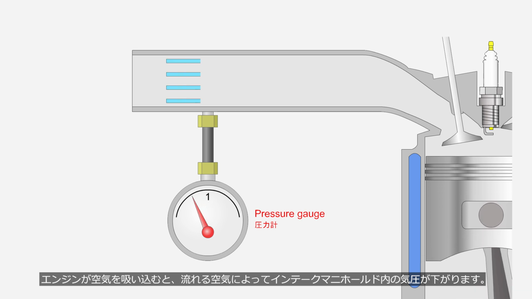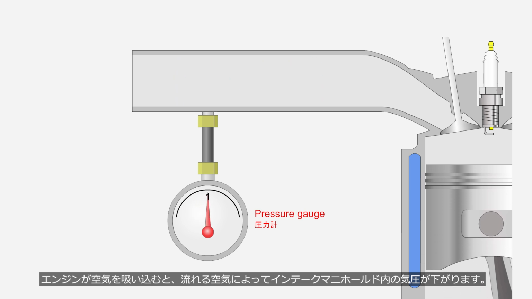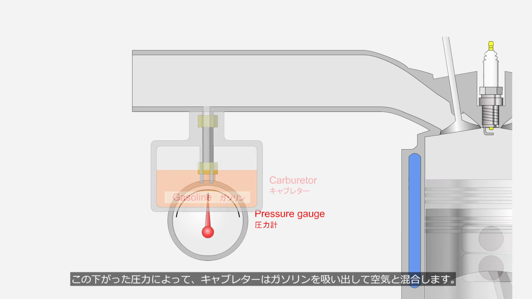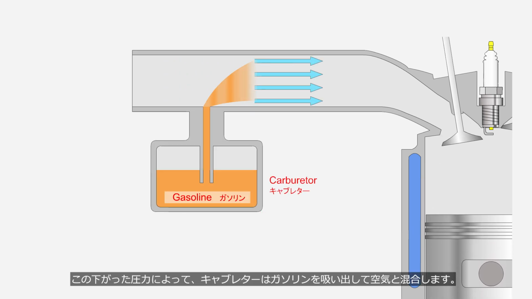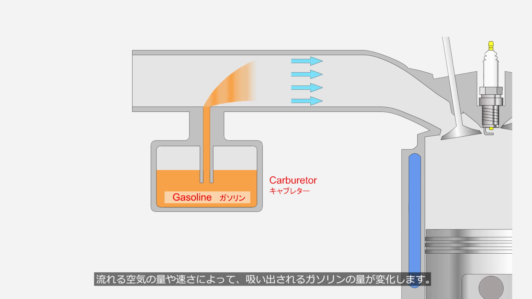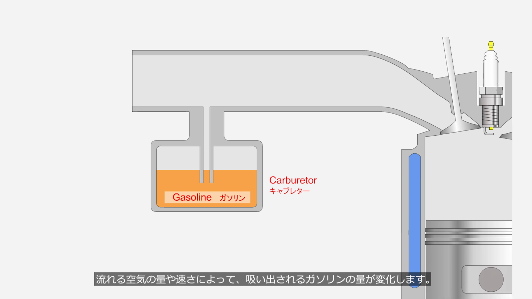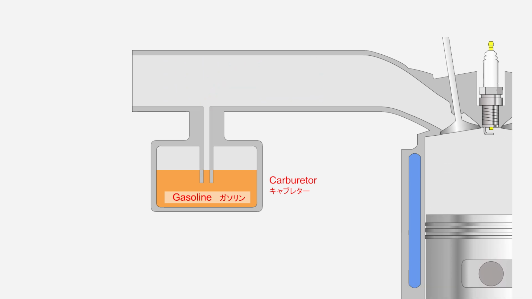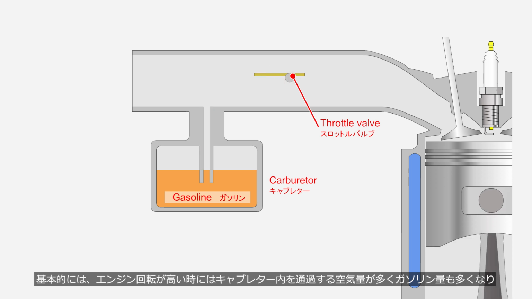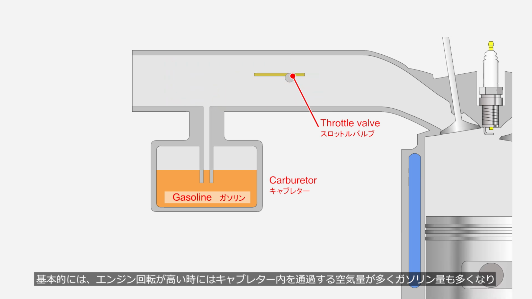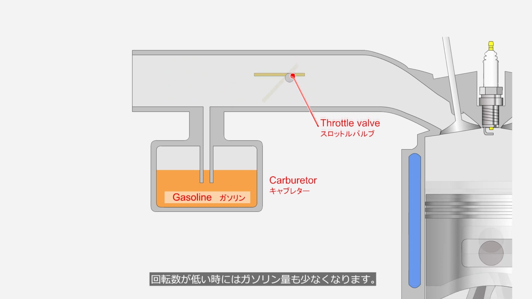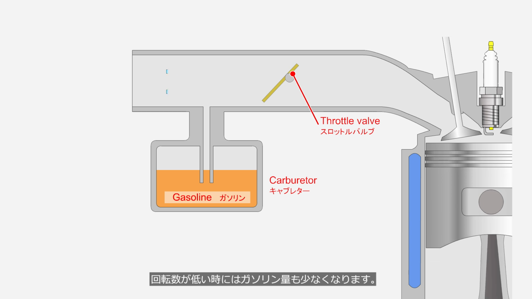When the engine draws in air, the flowing air causes the pressure inside the intake manifold to drop. The carburetor draws out gasoline due to the reduced pressure and mixes it with air. The amount of gasoline drawn out changes depending on the volume and speed of the airflow. In principle, at high engine speeds, a larger volume of air passes through the carburetor, leading to more gasoline. And when the engine speed is low, the amount of gasoline decreases.